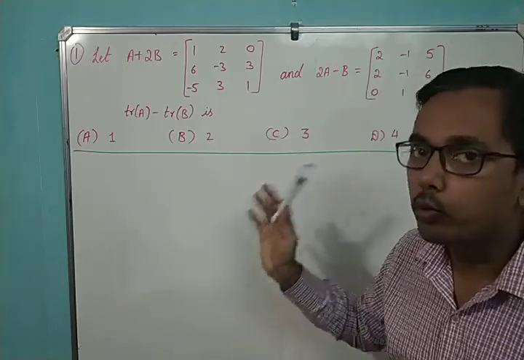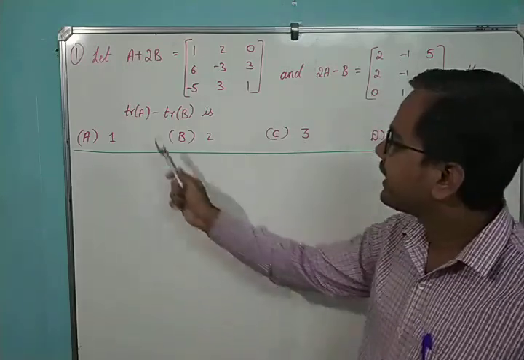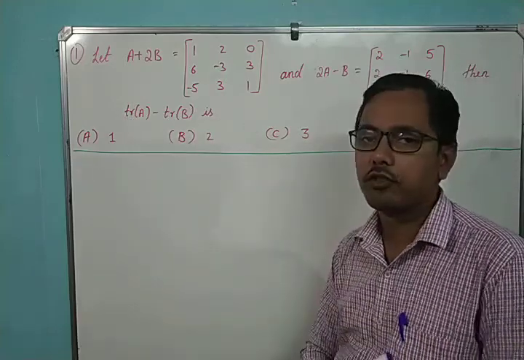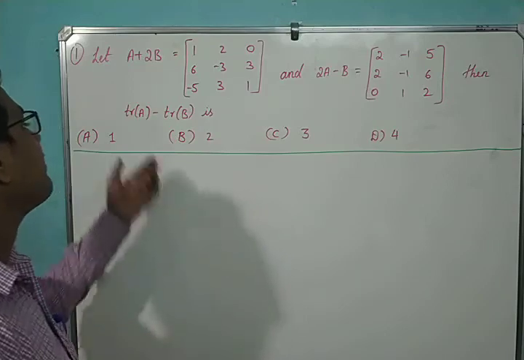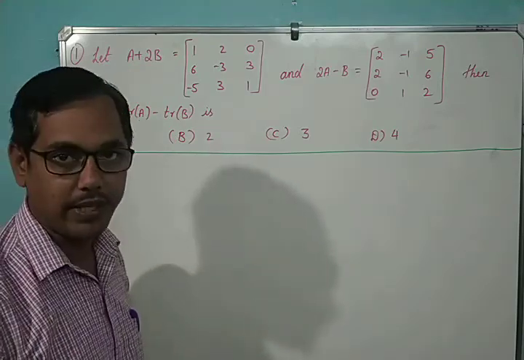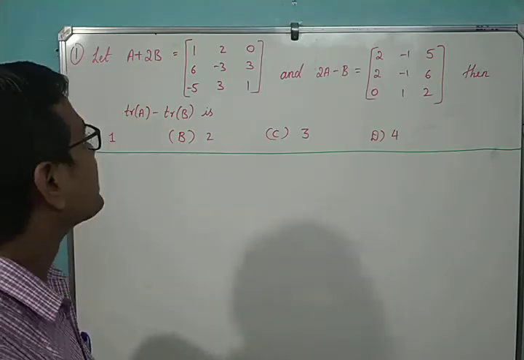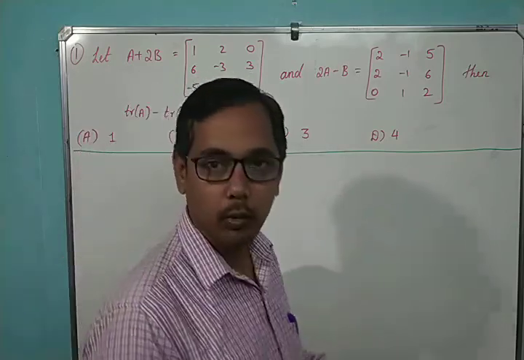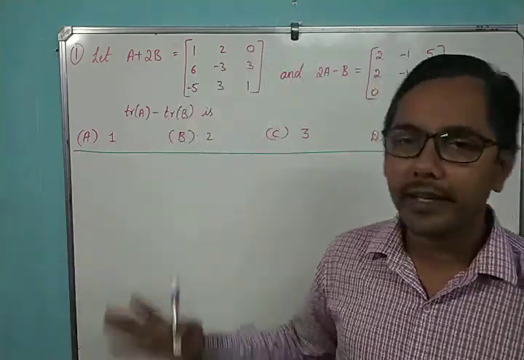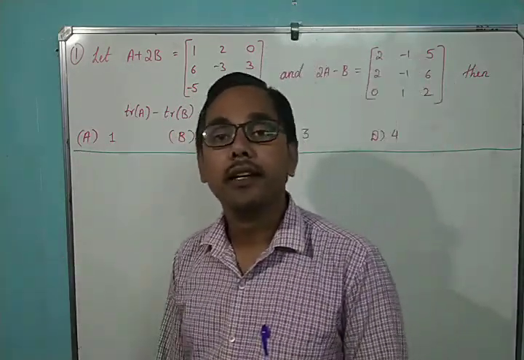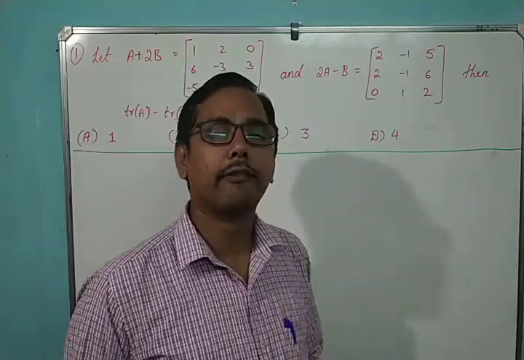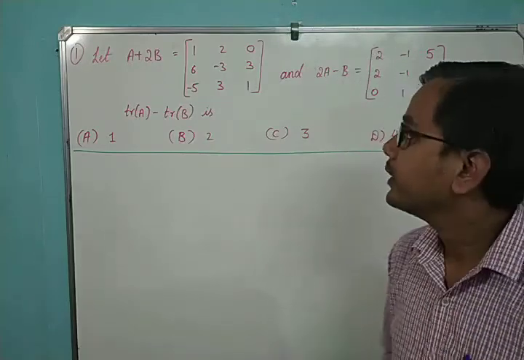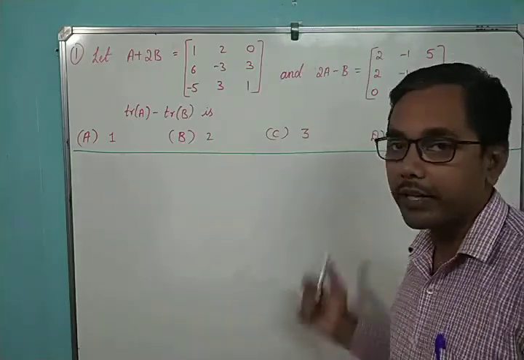Now how to solve this one? By seeing trace of A minus trace of B, each and every one of you may think that it is only possible if we calculate matrix A and matrix B. What will pop into your mind first is, let's calculate A, let's calculate B, let's find the trace of A, the trace of B, right? Then it will be easy. Almost everyone will think in that way, and that is true also. You can do it that way also.